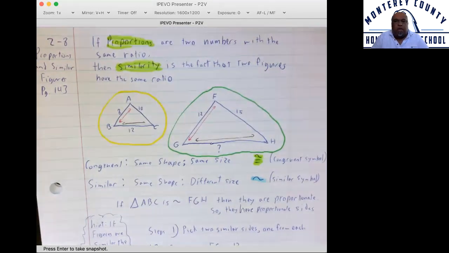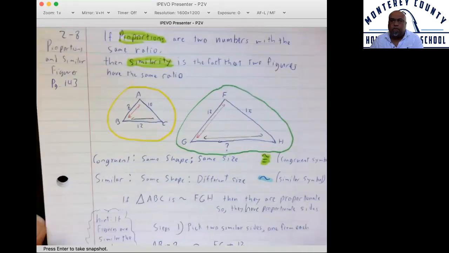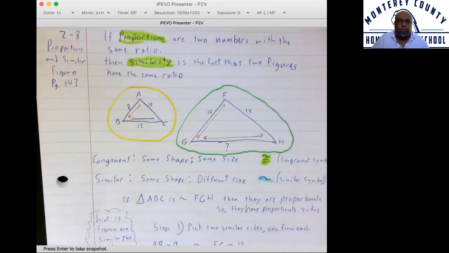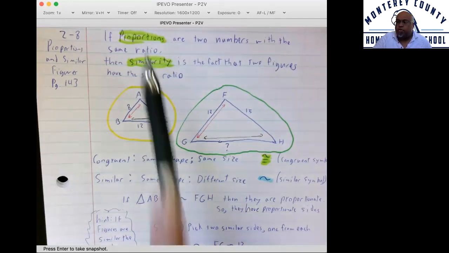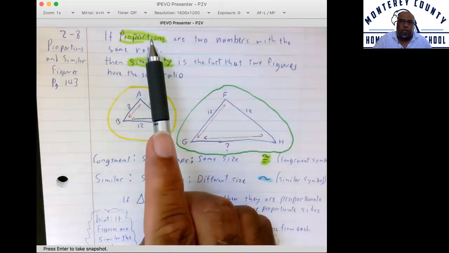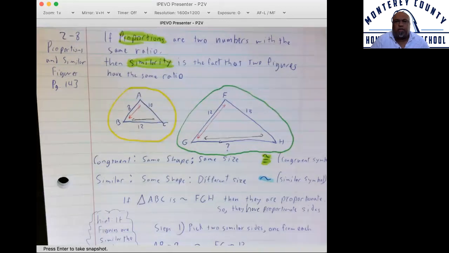If proportions are two numbers with the same ratio, then similarity is the fact that two figures have the same ratio. Let me explain what I mean by that. In lesson 2.8, it's talking about similar figures. Now remember, proportions are ratios dealing strictly with numbers. The numbers may represent things like the ratio of the length of something to the height of it.